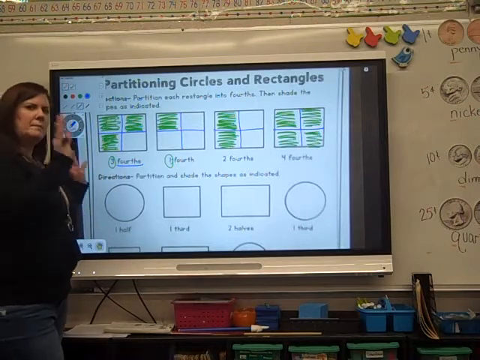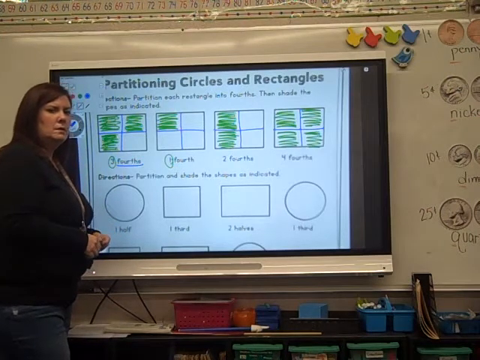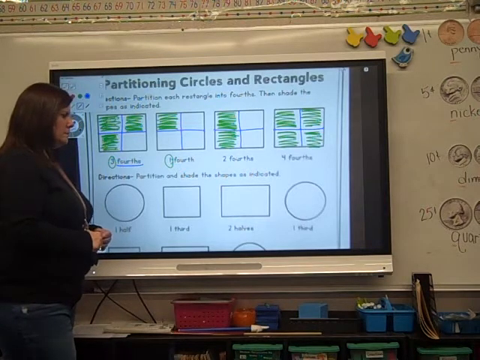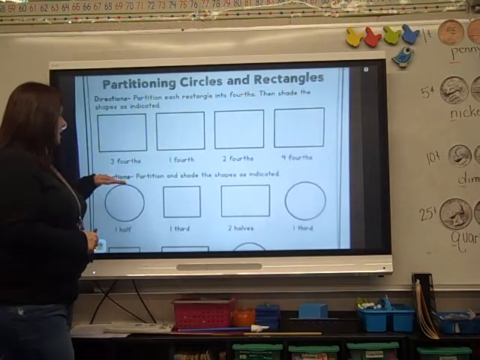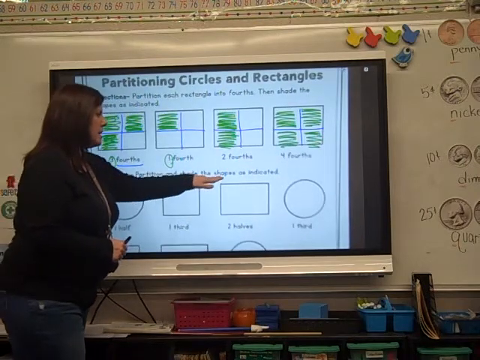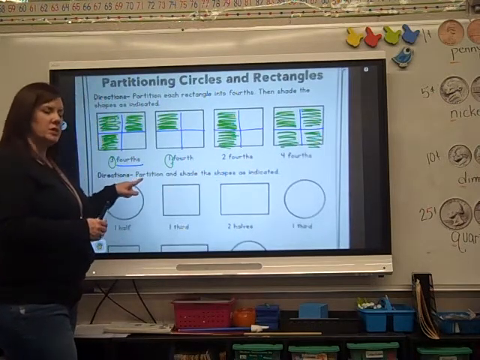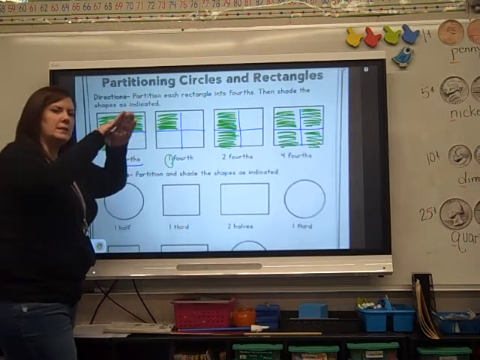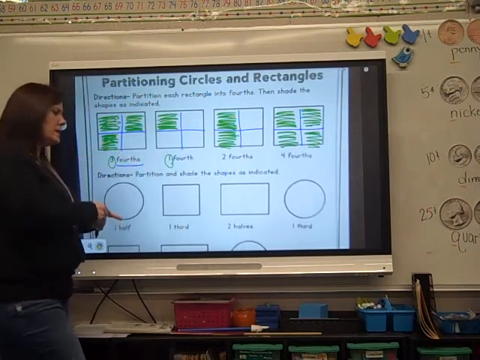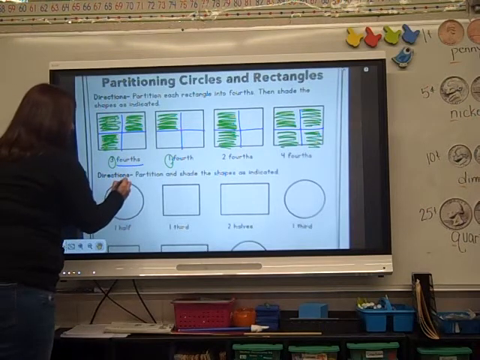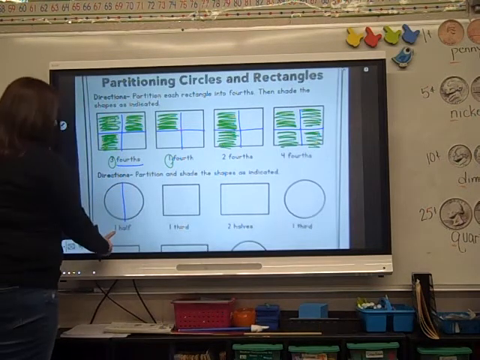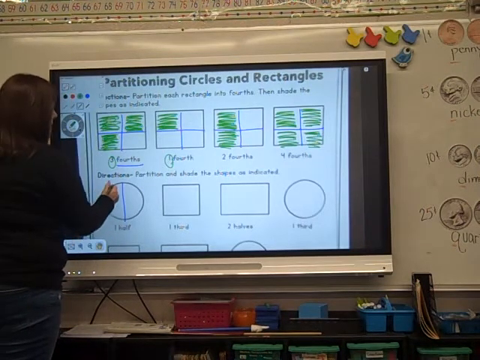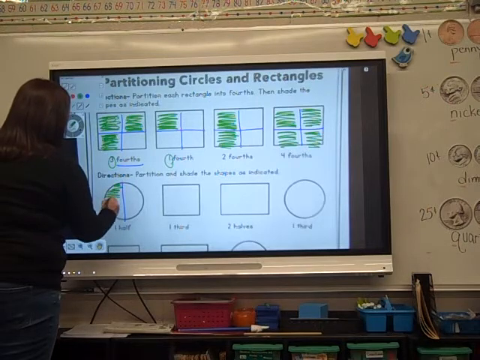If you need more time, pause the video, and then we're going to go down here. All right, directions. Partition and shade the shapes as indicated. Okay, partition means to cut. So this one we have to cut it in half. And remember, if we cut something in half, we've got 2 pieces. So let's cut the circle in half. And we have to shade or color in 1/2. So color in 1/2.